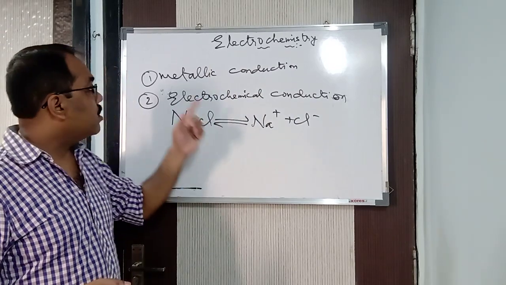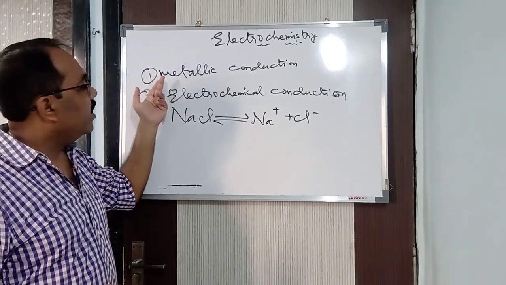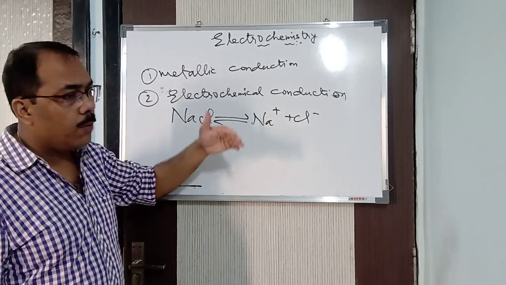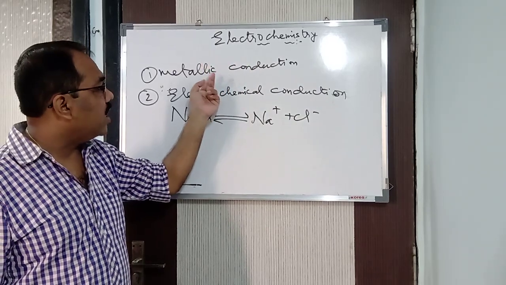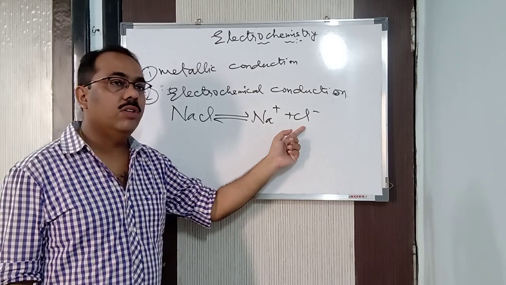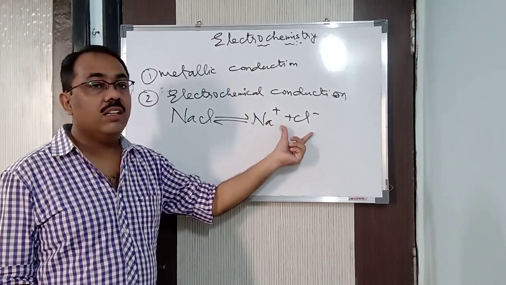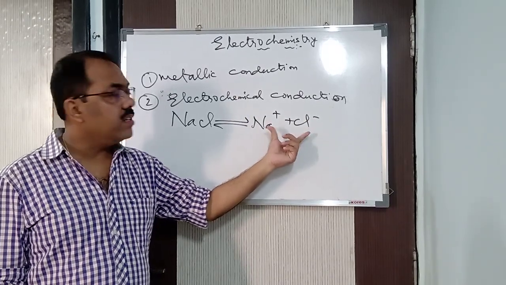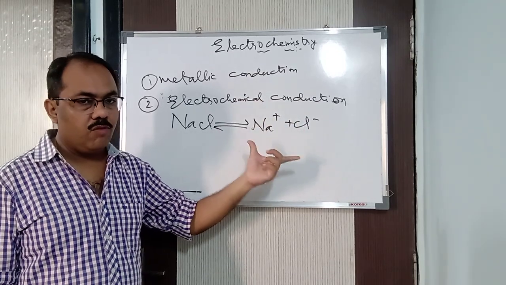Fine. Next, in case of metallic conduction, the matter is not transferred from its position. Is the copper atom itself going from its position? No. Matter is not transferred. Matter remains in its own position. Here the matter is transferred. Sodium ion and chloride ion, they are the ions. They are themselves matter. Matter is getting transferred from its position. Clear? So there is a transfer of matter from one end to the other end.